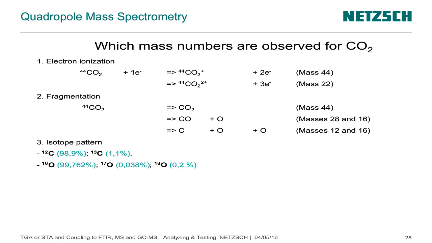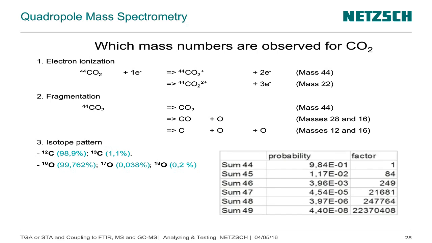And if we look in a chemistry book at isotopes, we see that we have round about 99% carbon-12 and round about 1% carbon-13. And with the oxygen, we have the oxygen isotopes 16, 17 and 18. And now you can make all the calculations. And I only made the calculations for the total molecule. So with mass number 44, this is the highest intensity. The mass number 45 is a factor of 84 lower, 46 round about 250 lower, and so on, like you see in the numbers.